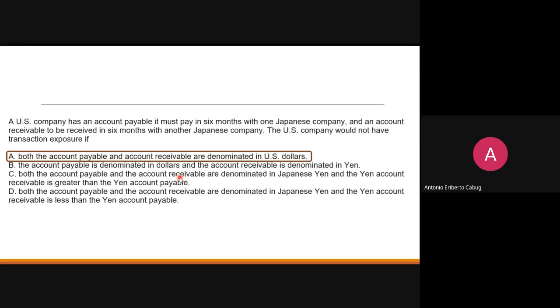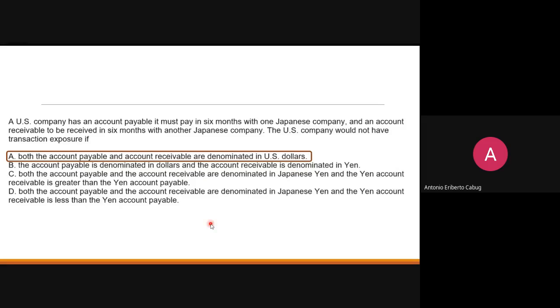If both of those transactions are expressed in US dollars, no matter what the exchange rate between the US dollar and the yen is, it doesn't matter anymore. Our amount collectible and amount payable would still be the same. Pare-parehas pa rin yung amount, hindi magbabago. The correct answer is letter A. No transaction exposure if both AP and AR are denominated in US dollars.